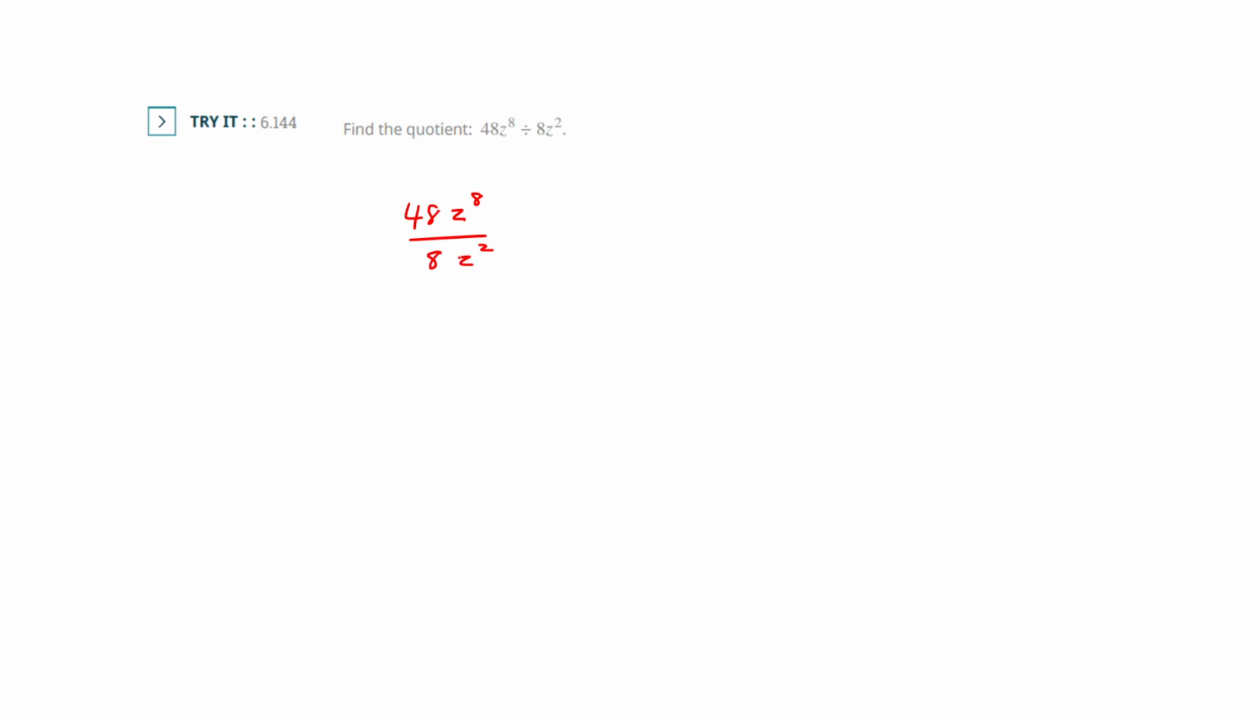Okay, so if I were dealing with this, I could divide these down. So if I divided them both by 8, I'm going to be left with 6. Now I have 8 z's on the top, 2 on the bottom. I could subtract those. 8 minus 2, I would have 6 of them left on the top.